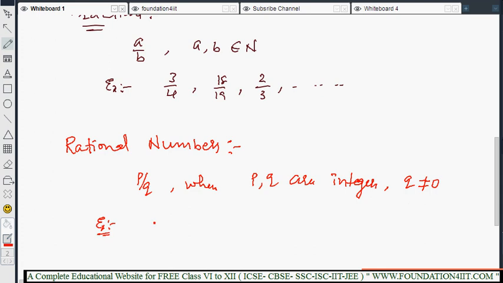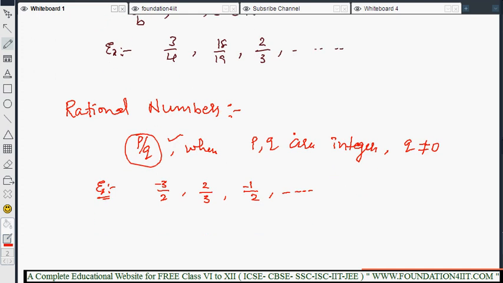Every fraction is also a rational number. But apart from that, if you take some integers, for example minus 3 by 2, 2 by 3, minus 1 by 2, these are all examples of rational numbers. They are in p by q form, where p and q are integers. And the main condition is q is not equal to 0. So negative as well as positive numbers all come under rational numbers.